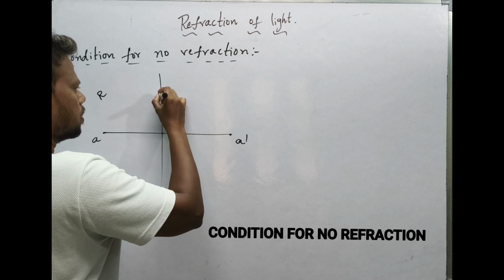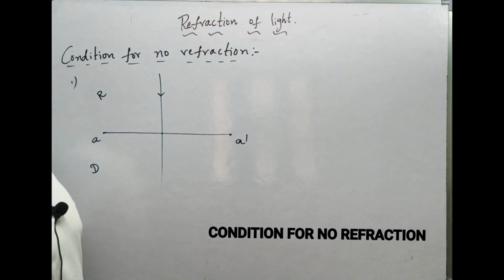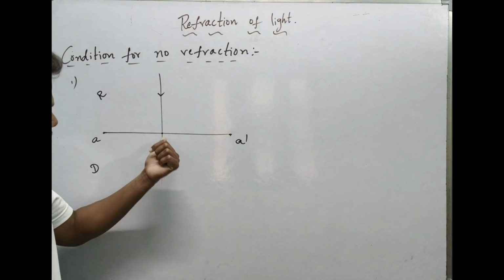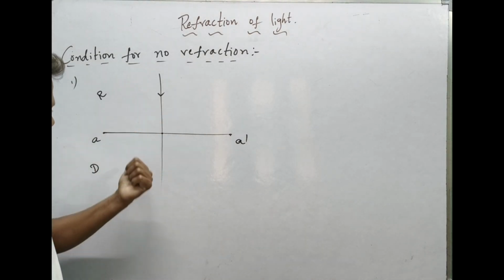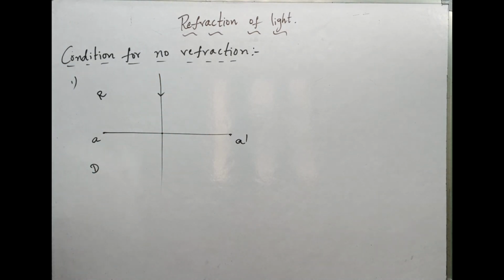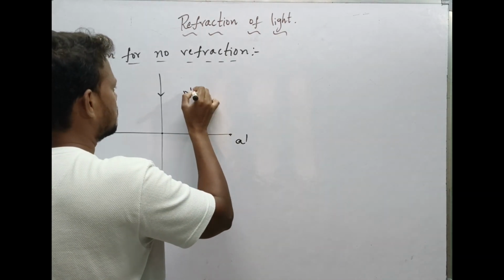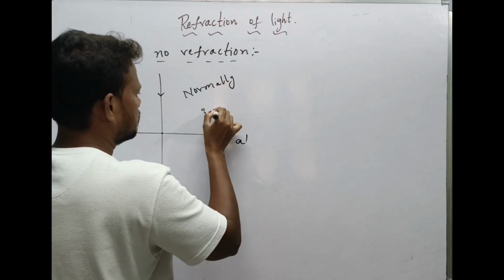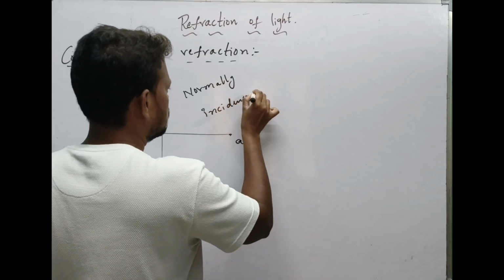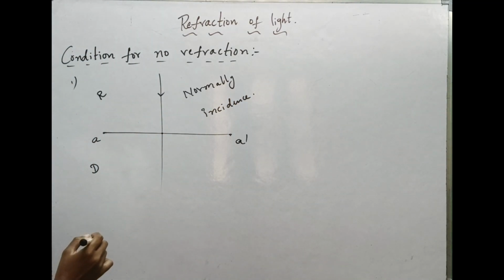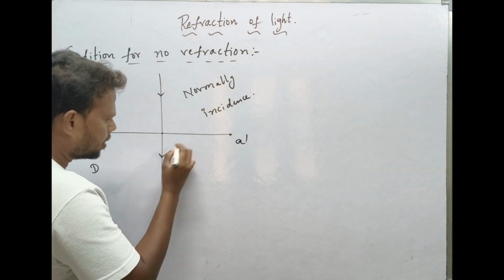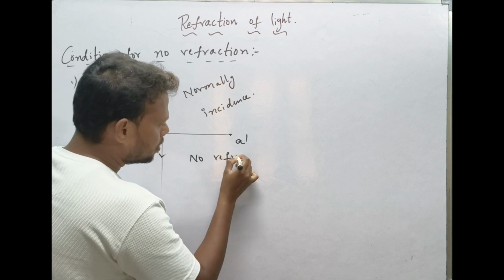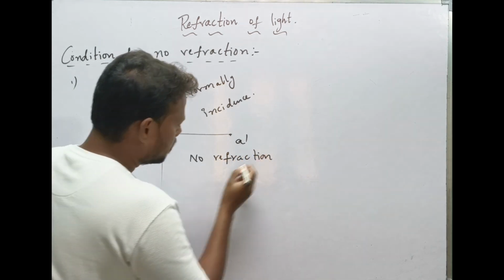Incident light ray is passing from rarer to denser along the normal. So simply we can call it normal incidence. Then the ray of light travels in a straight line. No refraction takes place.